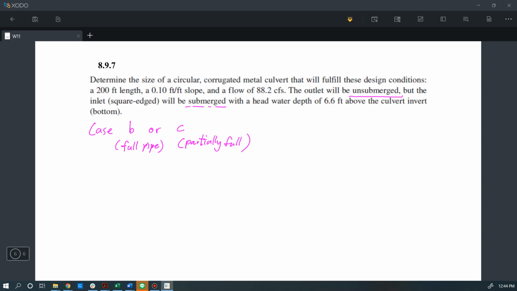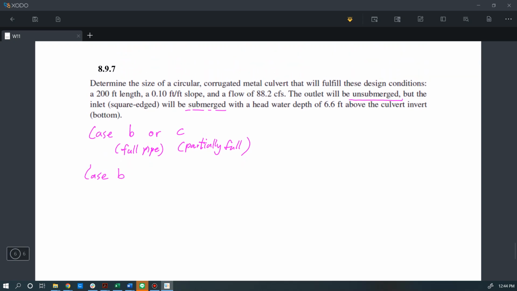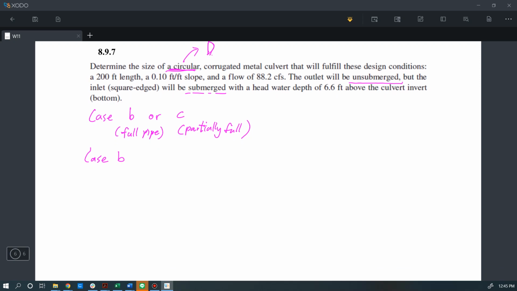So let's start with case B. And just for notation, because this is a circular culvert, we say the diameter of this circular culvert is denoted as D. Okay, so for case B, we need to use the energy balance equation and calculate the head loss, and solve for the corresponding D, the diameter of the circular pipe, to satisfy the given condition.